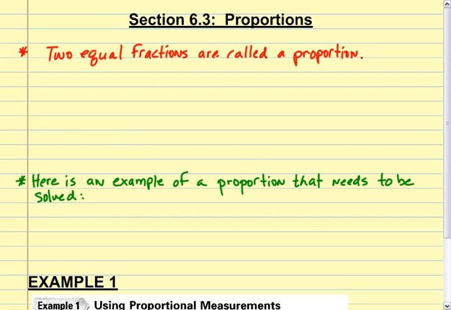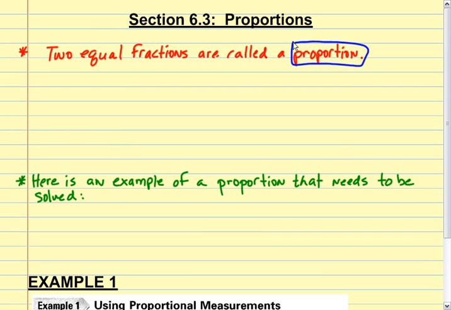Okay, folks, section 6.3, proportions. We've talked about ratios, which are fractions with the same unit. We talked about rates, which are fractions with different units. Today, we're going to talk about proportions. Two equal fractions are called a proportion.